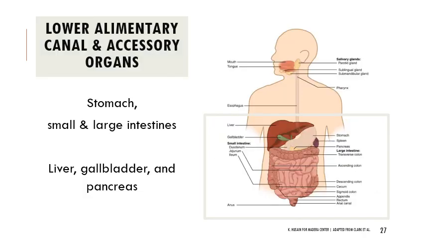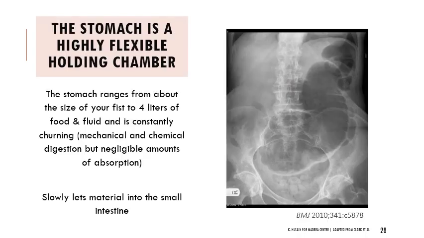So moving into the lower alimentary canal, you have the stomach and the small and large intestines, as well as the liver, gallbladder, and pancreas, which are not actually part of the alimentary canal, but are very important accessory organs that we'll talk about as affiliated with the lower alimentary canal. So the stomach is very, very flexible. You've probably seen people who do that competitive eating and eat tons of huge containers of lettuce to train. And that's because your stomach can stretch from about the size of your fist to about 4 liters in volume.